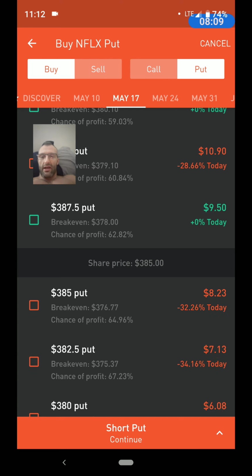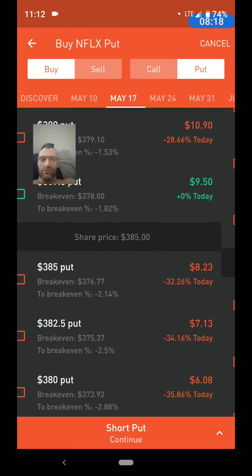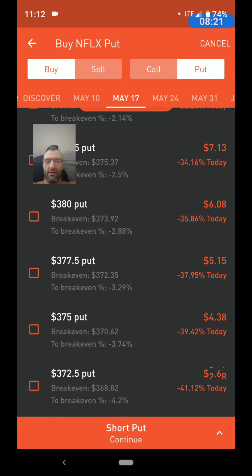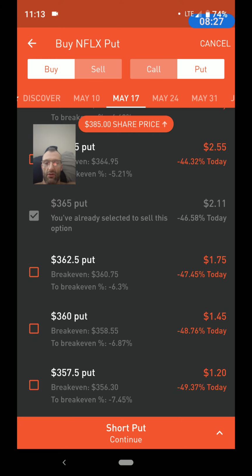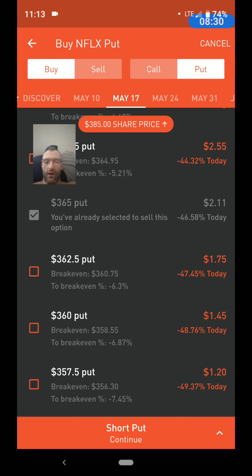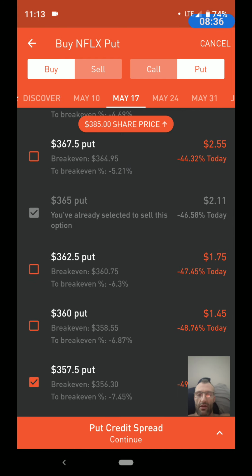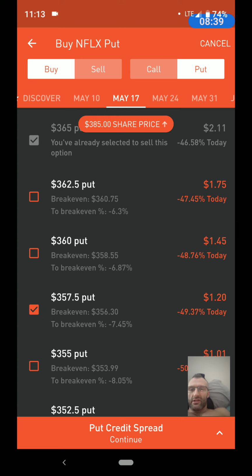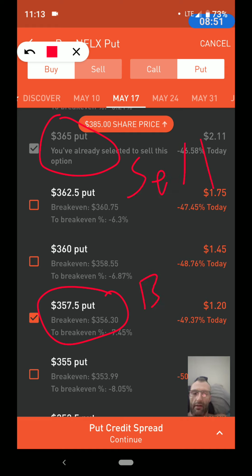Now we're going to switch it to the buy. As you can see right up here, all I did was select buy. And then it takes you all the way back to the center here, 385. I kind of wish it brought you down here, but that's what it is. It grays it out because now we're not selling anymore, we're buying. Generally speaking, I will do a $5 spread on this. So what that means is, if you look at the delta between 365 here and here, this one I'm selling and this one I'm buying.